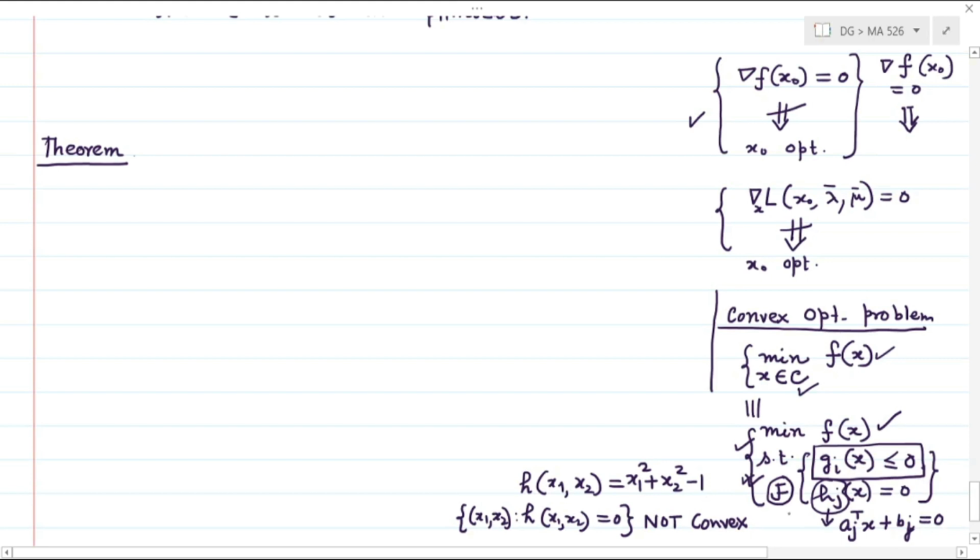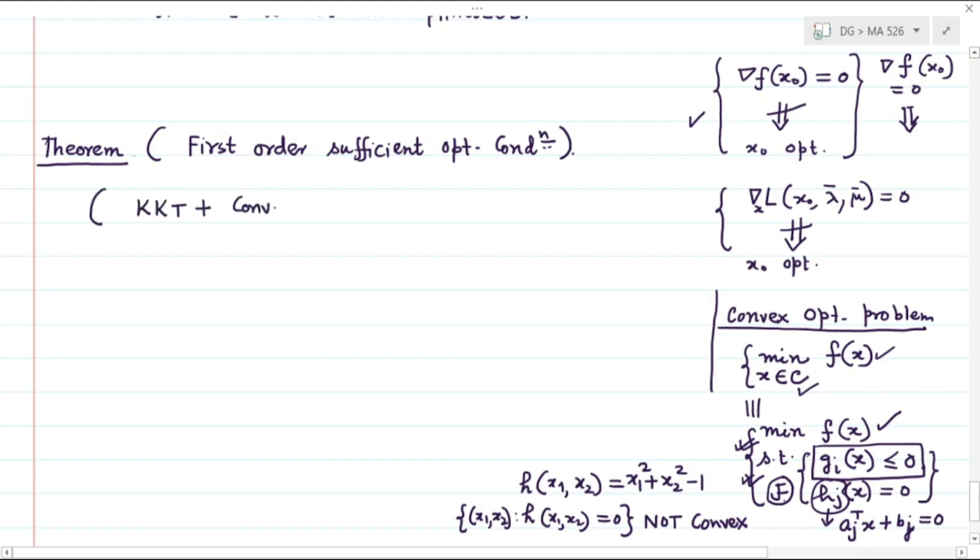So if you now define F, the set of all points x such that g_i(x) ≤ 0 and a_j transpose x plus b_j = 0, then in this case this is a convex optimization problem. So I now consider here the first order sufficient optimality condition. It loosely says the following: KKT point plus convexity of the problem implies optimality.